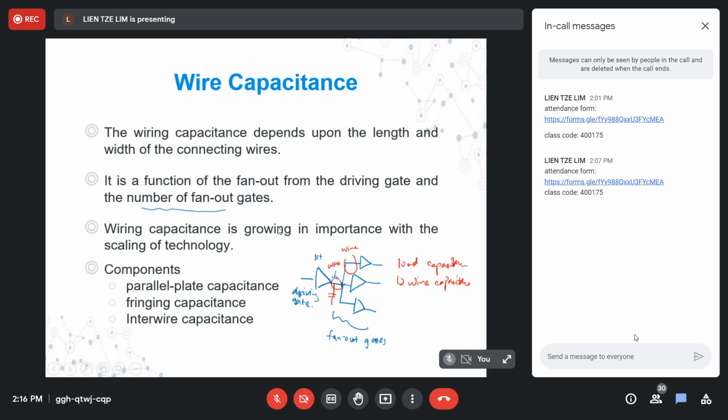There are some components here we call parallel plate capacitance, fringing capacitance, and interwire capacitance. All this capacitance is actually determined based on two metal layers. When they are placed close to each other, they will cause this parallel plate capacitance and fringing capacitance. Later there are a few diagrams that will show you what is meant by all this.